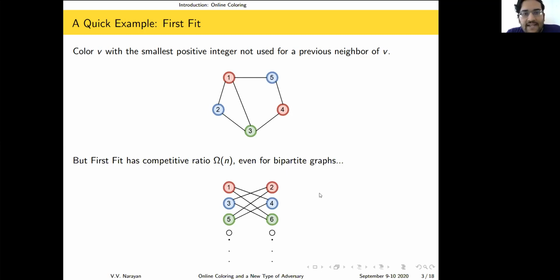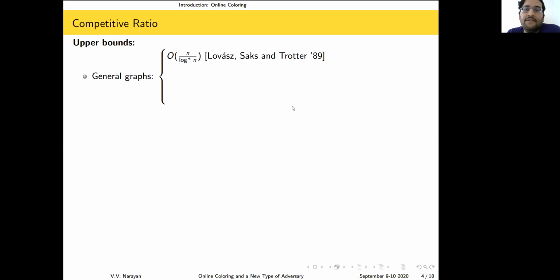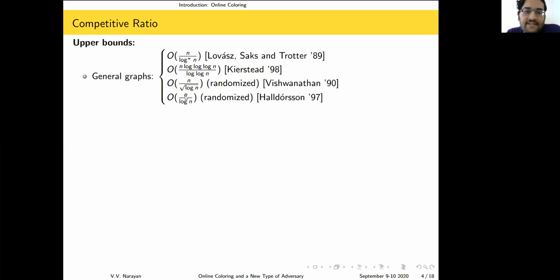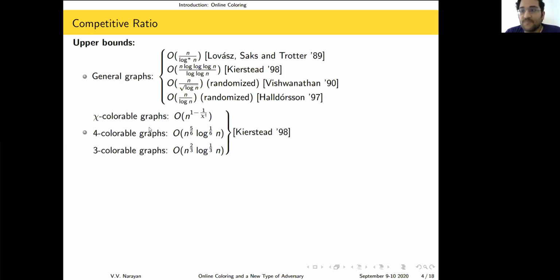So the first question that people looked at is whether there exist algorithms that can do better, that actually have sublinear competitive ratio. In their seminal paper in 1989, WG, Lovász, Saks, and Trotter presented an algorithm that has sublinear competitive ratio, O of n over log star n. This led to a whole chain of results and improvements until O of n over log n by Halldórsson in 1997, and also a lot of results for special cases. So instead of producing a general graph, if the adversary is restricted to producing chi-colorable, 4-colorable, or 3-colorable graphs, there are truly sublinear competitive ratio algorithms.